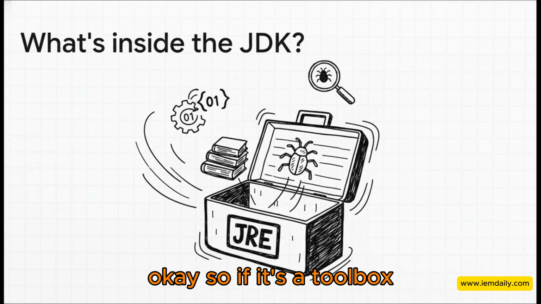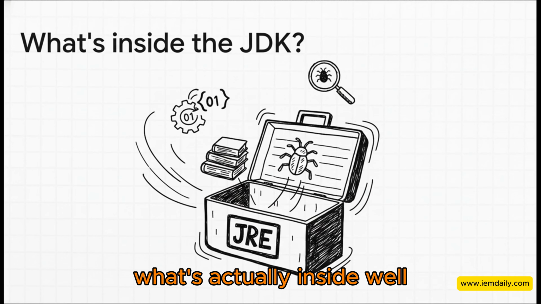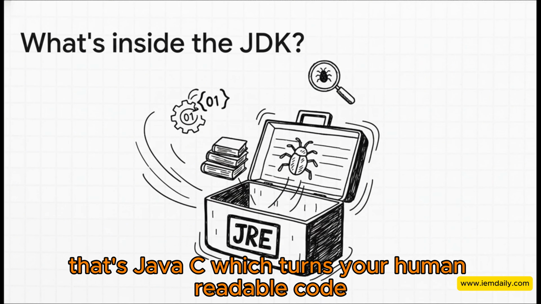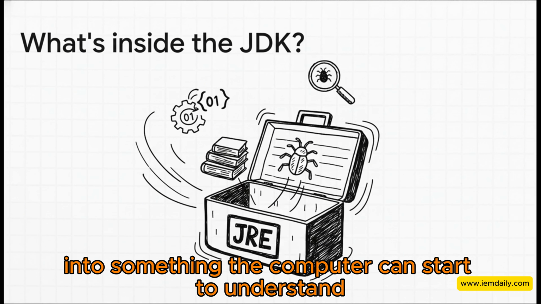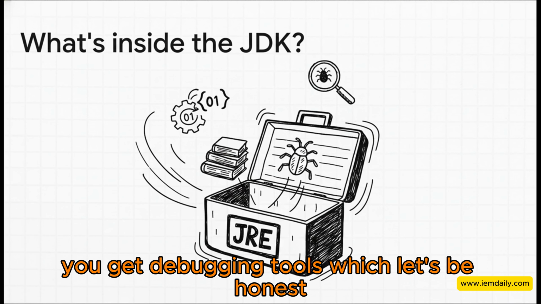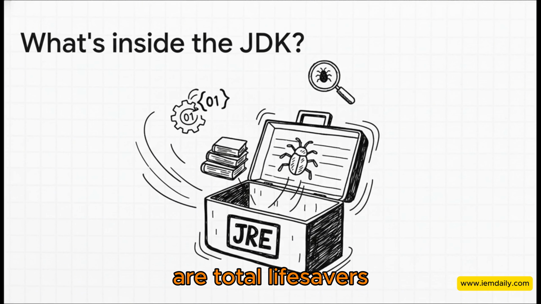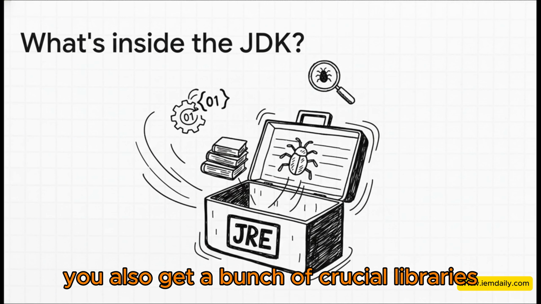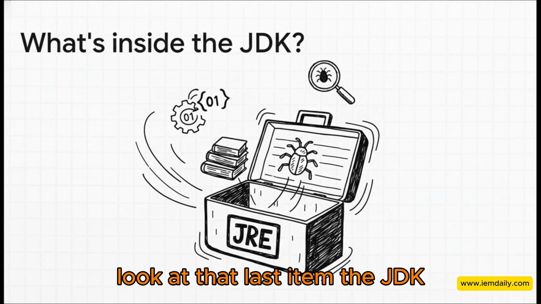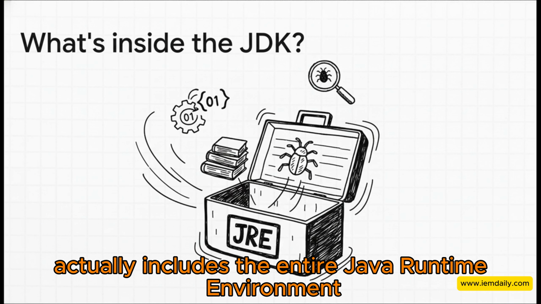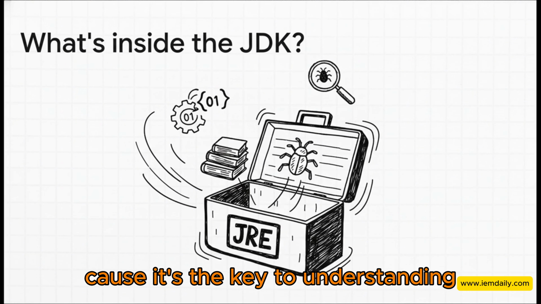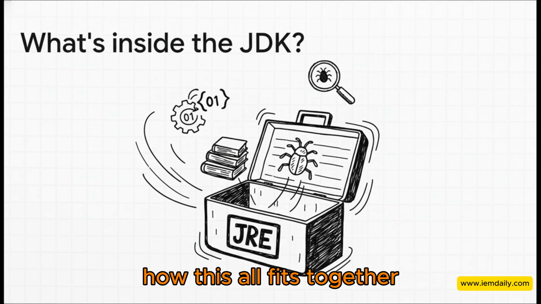Okay, so if it's a toolbox, what's actually inside? Well, you've got all the essentials. You get the Java compiler, that's javac, which turns your human-readable code into something the computer can start to understand. You get debugging tools, which, let's be honest, are total lifesavers. You also get a bunch of crucial libraries. But, and this is super important, look at that last item. The JDK actually includes the entire Java Runtime Environment, or JRE. Now hang on to that thought, because it's the key to understanding how this all fits together.